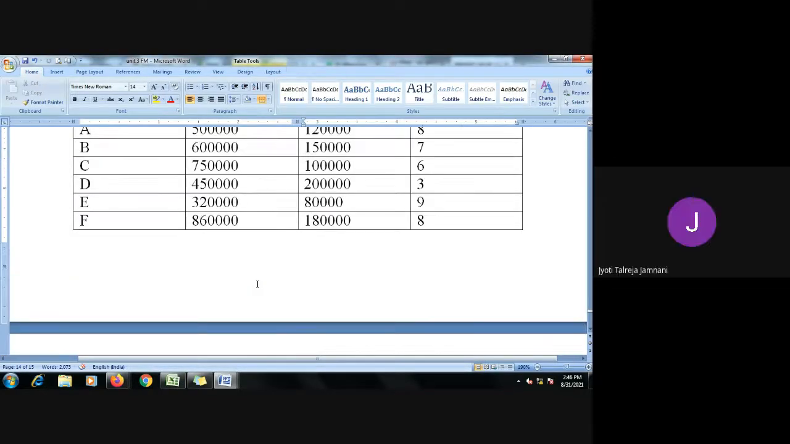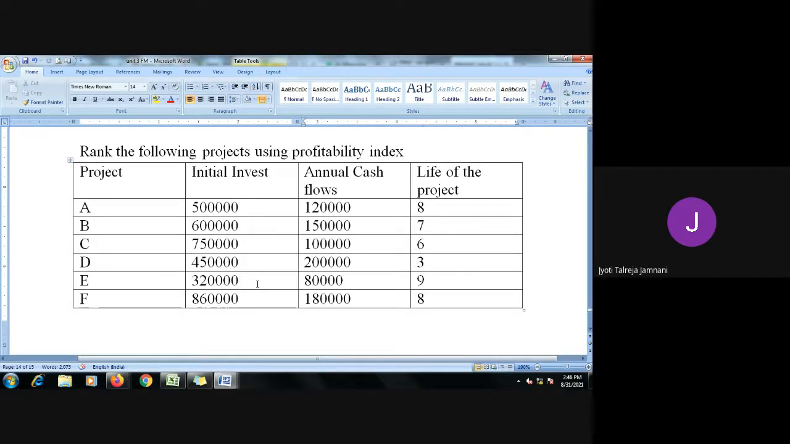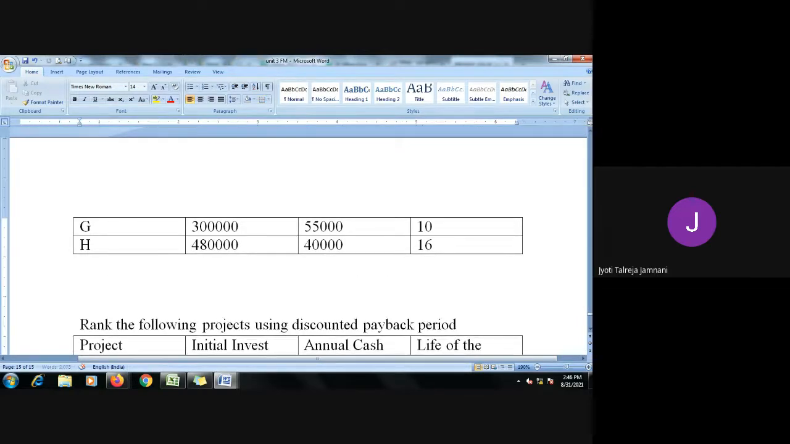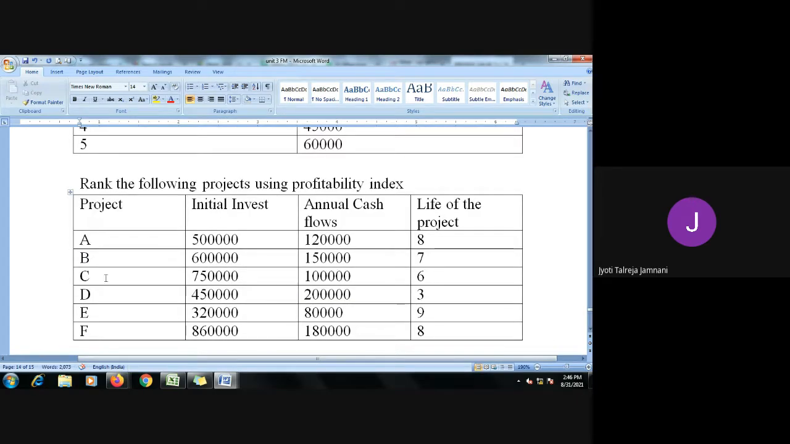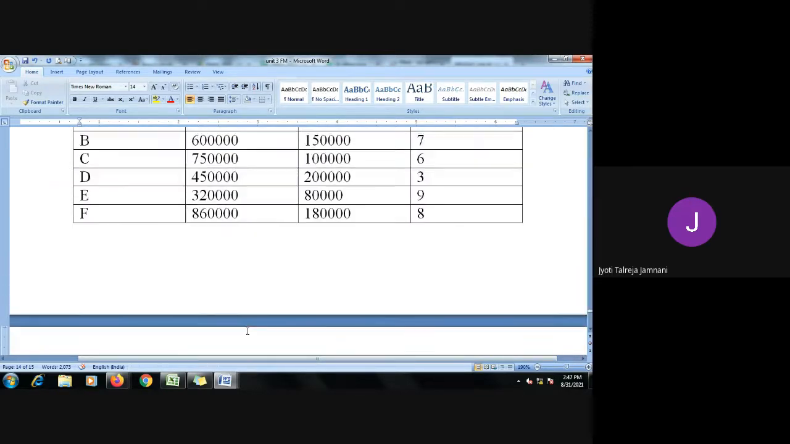Now this is the sum. Rate the following projects using profitability index. So PI they have asked. Let's do it here itself. So here now tell me what is the difference in the question. These are projects. So these are different sums. Project A, project B, C, D, E, F, G, H. These many problems are there.